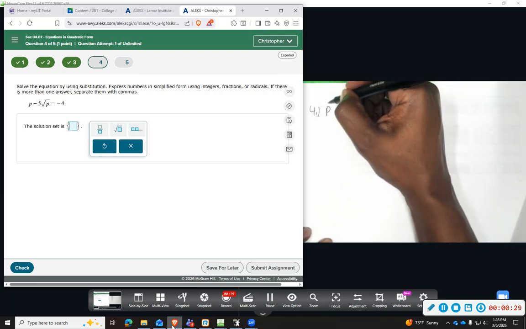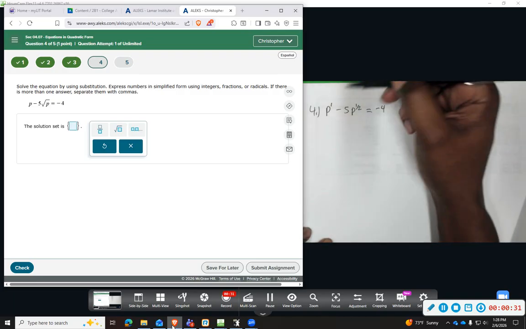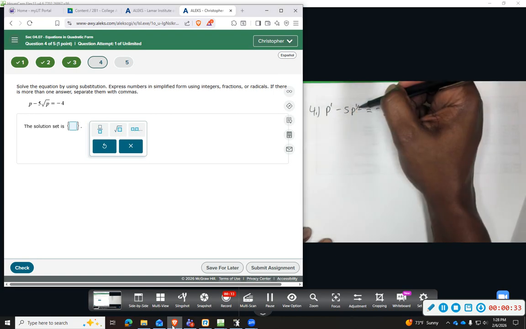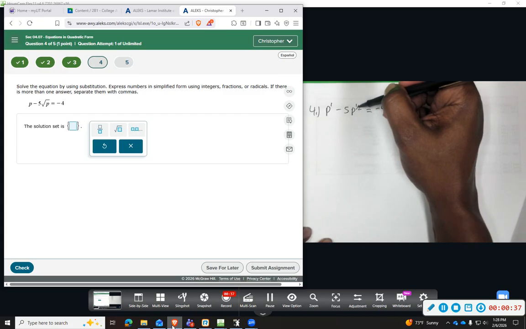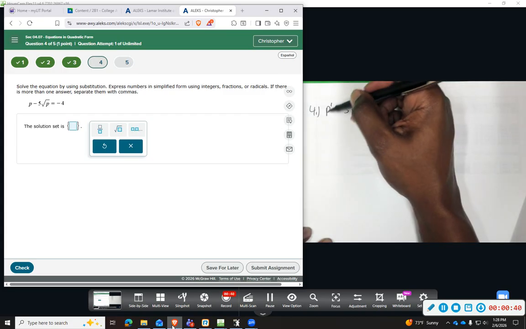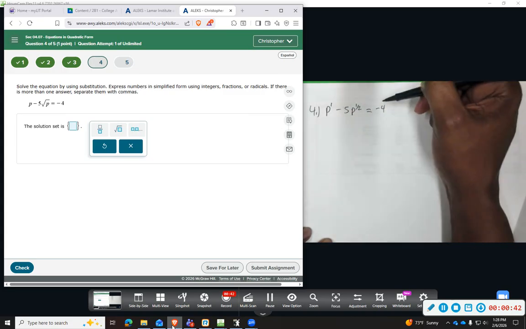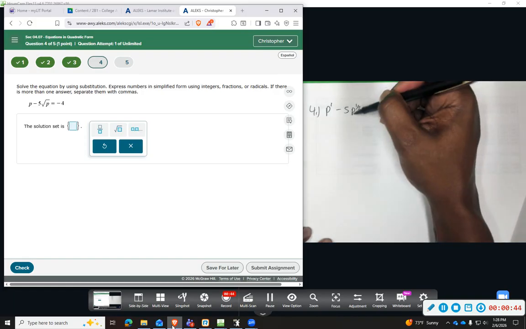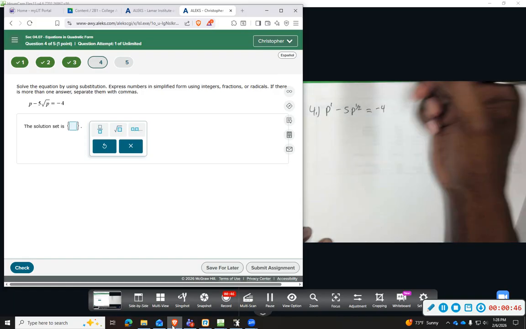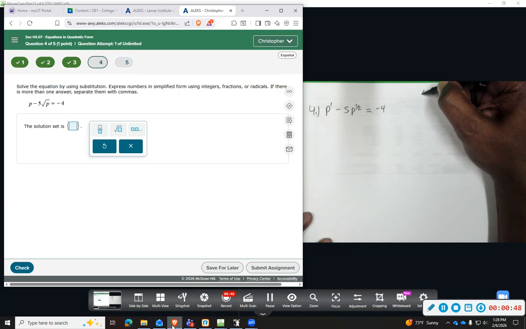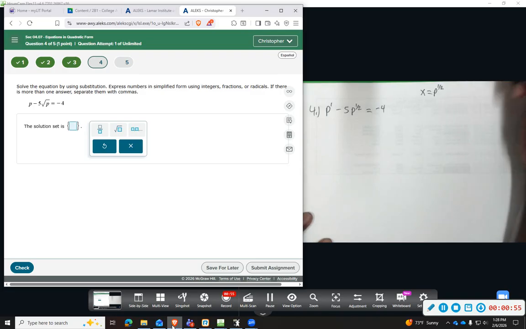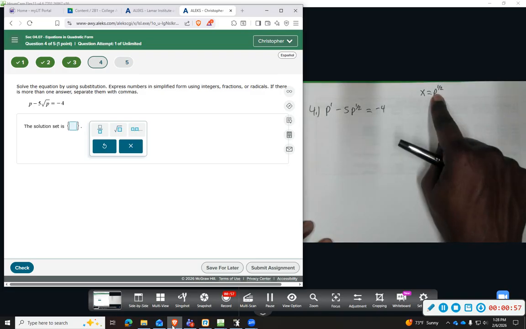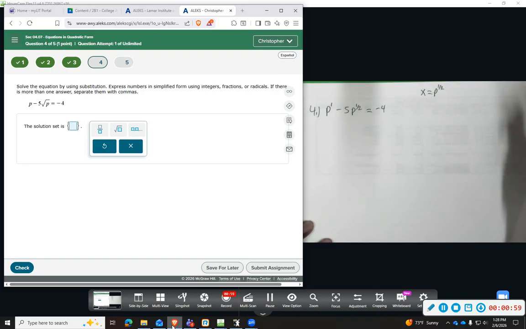One thing you need to notice, the relationship between each of these variables when we're doing factoring. If the middle term is exactly half of the first term when you have a trinomial, you can use factoring. We're going to let a substitution for p to the 1/2, so we'll just say x equals p to the 1/2 power.